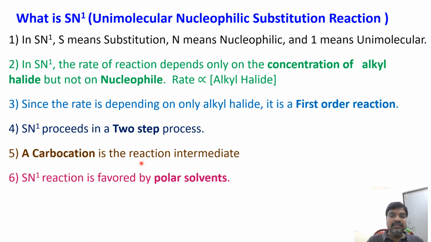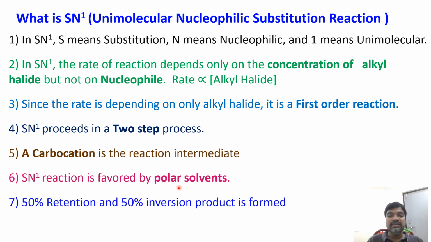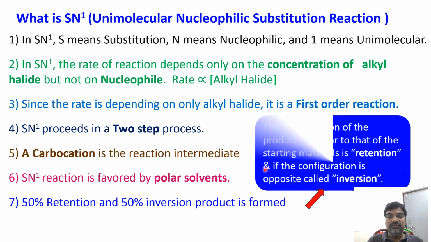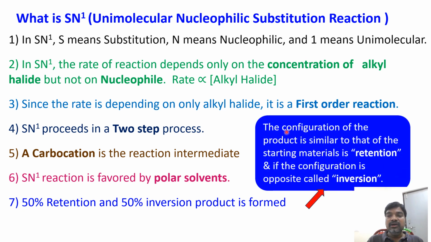This kind of reaction is favored by polar solvents. SN1 reaction is favored by polar solvents. What is the resulting product? 50% inversion and 50% retention product is formed in SN1 reaction mechanism. What is inversion? What is retention product? If the configuration of the product is similar to that of the starting material, that is called retention of product. If the configuration of the product is opposite to that of the starting material, it is known as inversion product.